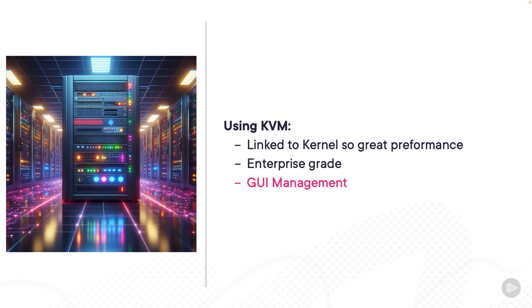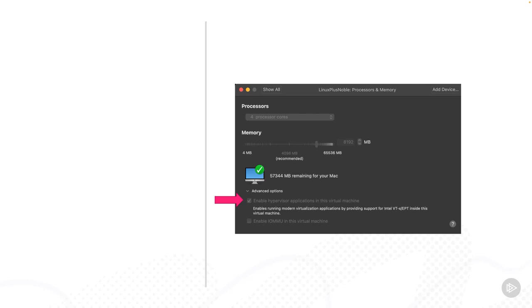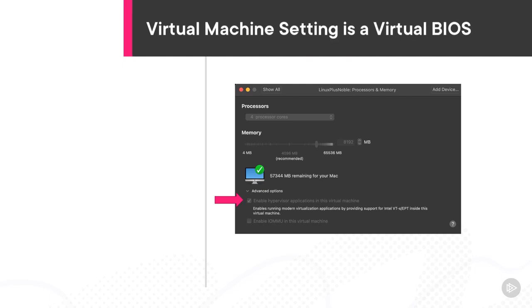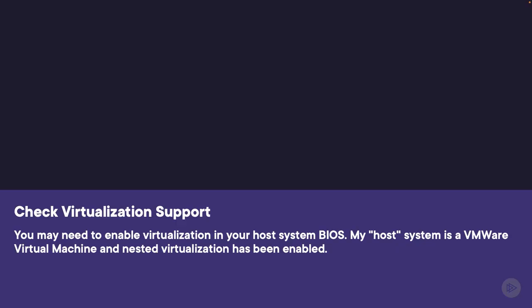But of course, we do need to make sure that we have support for virtualization. This is normally going to be set within your BIOS. So if you're using a physical machine, check your BIOS. But if you're using a virtual machine, you also have your virtual BIOS with the settings. Here in VMware Fusion, I have enabled hypervisor applications in this virtual machine underneath the advanced options for the processor and memory.